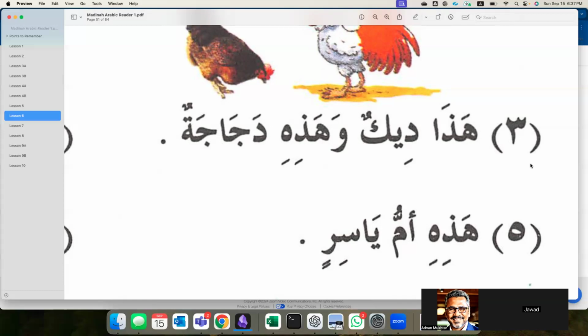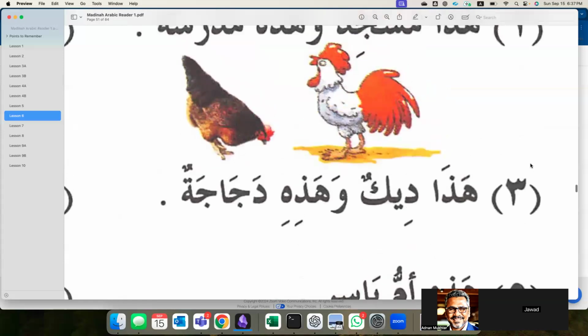هذا ديك وهذه دجاجة. Yes. Let me show you the picture so you know what it means. Deek. This is a rooster. That is a chicken. And this is a chicken. Yes. So deek is masculine. Okay. And dajaja, for the first time now we know what chicken is.